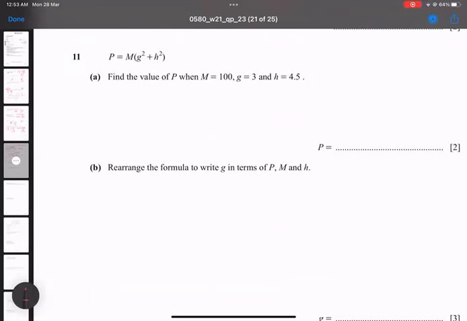Question 11 is a 2-mark question. Find the value of P when M is 100. First of all, I plug in the values. P equals M, and the M value is 100 in brackets. The best idea is to put brackets like this, because sometimes we have a negative sign. Luckily, there is no negative value here, but sometimes a negative sign affects the result.